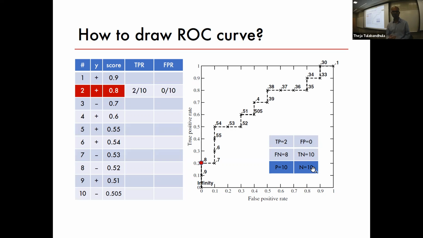So that means for this threshold 0.8 and above, given this data, which is my validation data, if I choose that threshold, it completely defines the classifier. It is represented in the ROC curve here, which is 0 false positive rate and 0.2 as the true positive rate. Any confusion here?